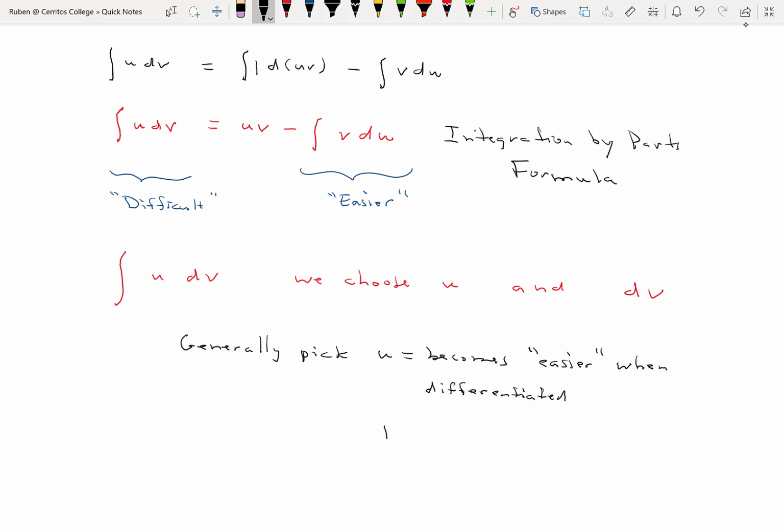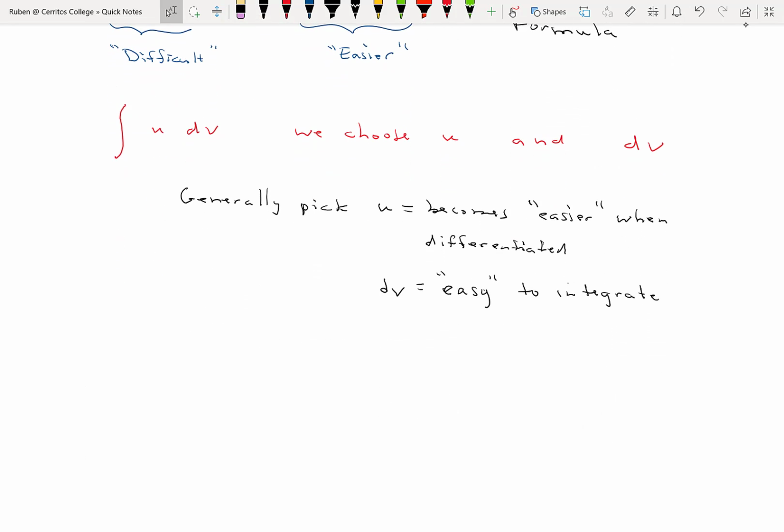And we pick dv as something that is not becomes, but is easy, quote unquote, to integrate. I know this all sounds very strange right now because we haven't looked at any examples, but this is true. Let's start with the first one, the first integral I posed to you guys. Let's start with the integral of x times the sine of x with respect to x.